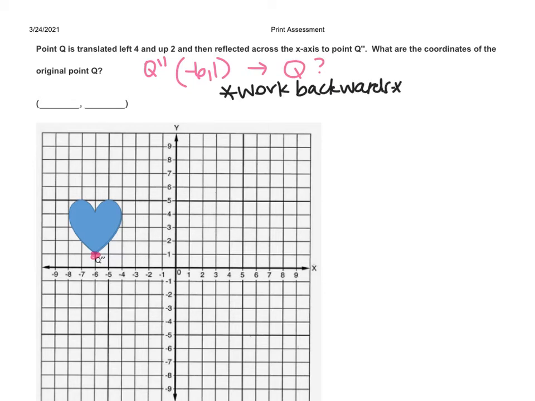On this problem, we're going to be working backwards, because point Q is translated left and up, and then reflected to the final point. But if we're starting at our double prime, we want to reflect first. So let's highlight that. We're going to reflect across the x-axis first. Step 1. And then we will translate. Step 2. But remember, if we're working backwards, this has to be right 4 and down 2.